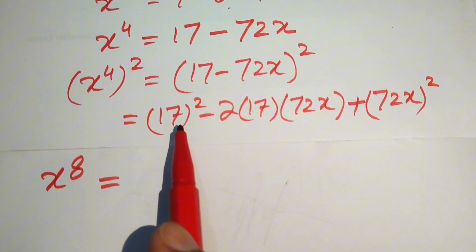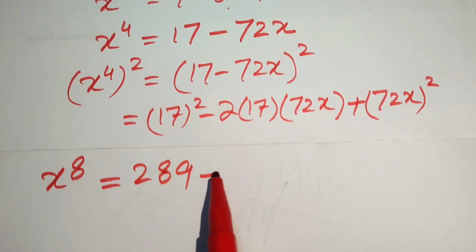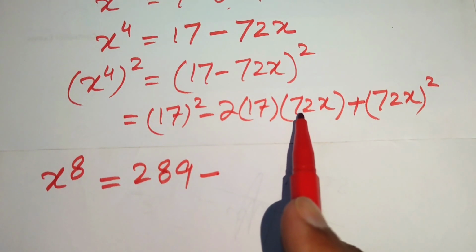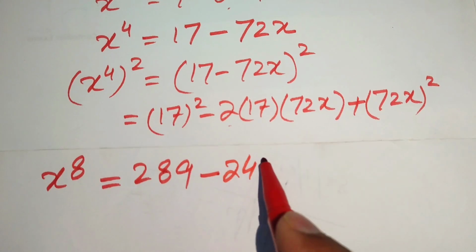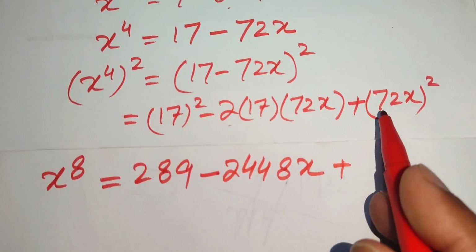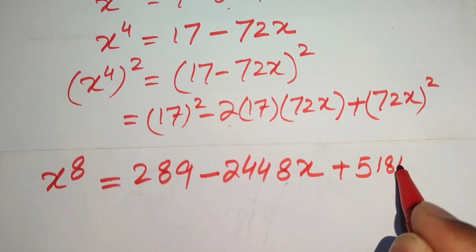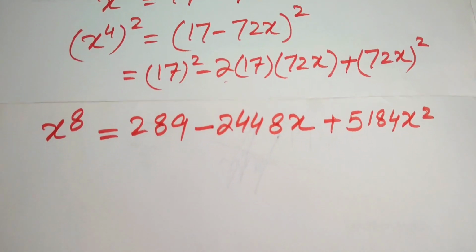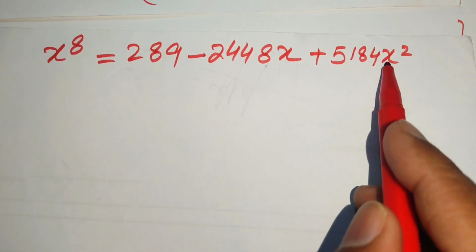Here we need to expand the 17 square, and we know that 17 square equals 289. And now we multiply 2 times 17 times 72. Then the product of these three numbers is equal to 2448 into x. And here we know that 72 square is equal to 5184, and x square is equal to x square. Okay, so here we need some simplification. So you see that again x square is used here.